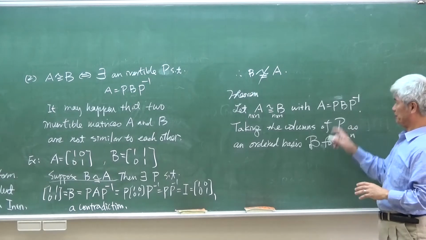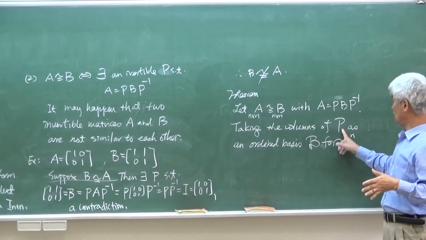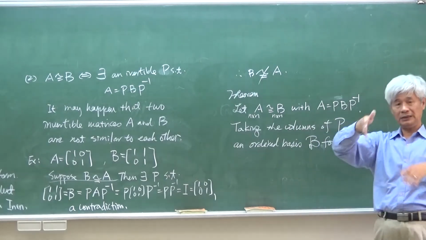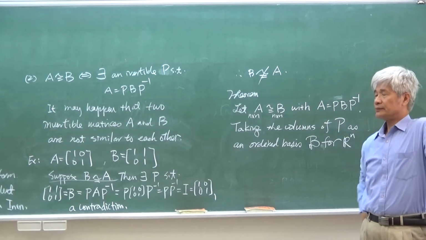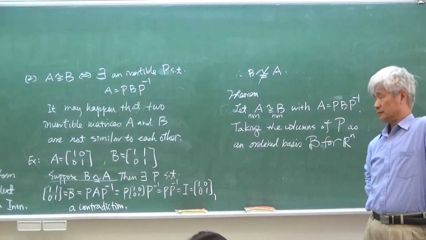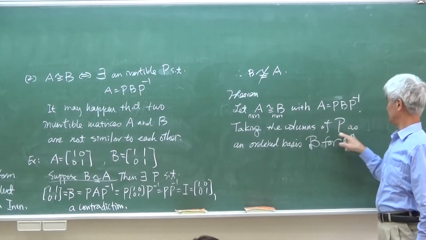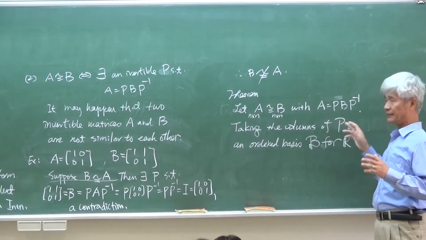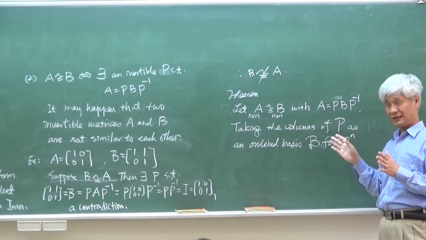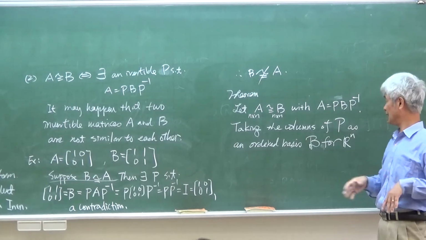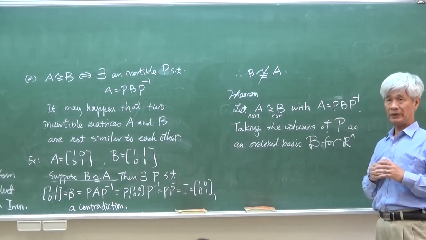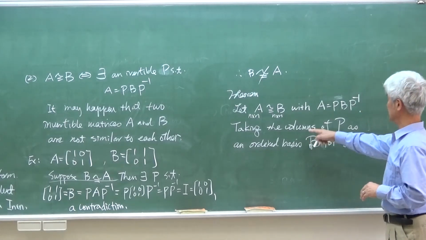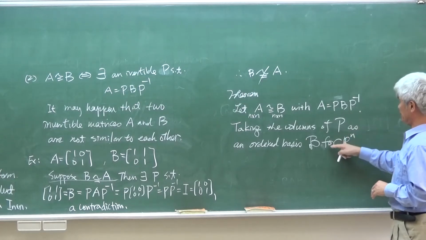Because P is invertible, the columns of P form a basis for Rn. Because it is invertible, the column space of P is just Rn, and all the columns form a basis. We know that fact already. So now we take the columns of P as an ordered basis.